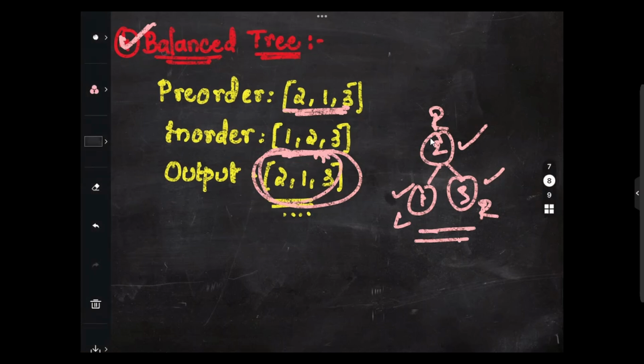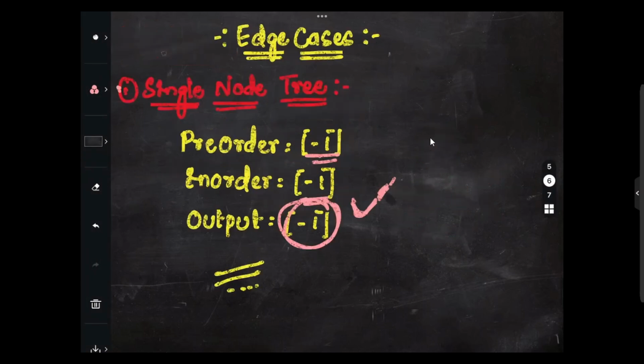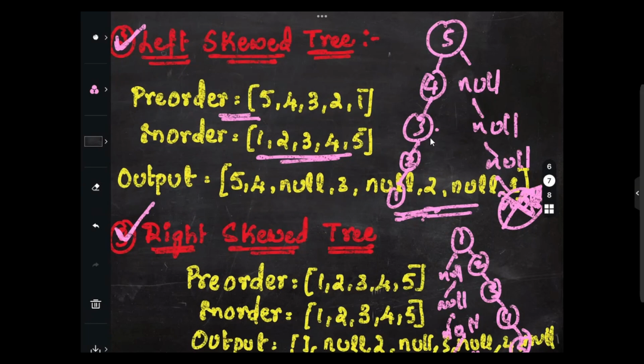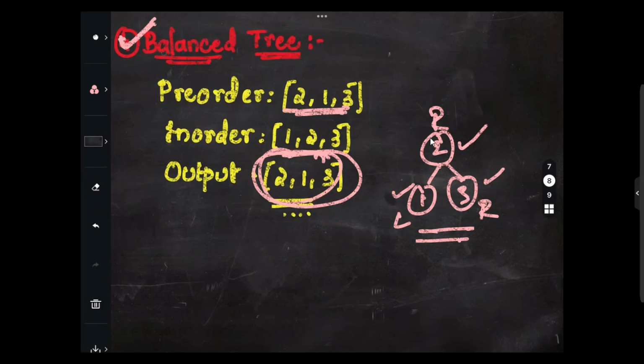This is fine. These are the 4 edge cases that we need to keep in mind. The first edge case is for the single node tree, the second is for the left skewed tree, the third is for the right skewed tree, and the final edge case is for the balanced tree. So now we are completely familiar with the approach as well as the edge cases.